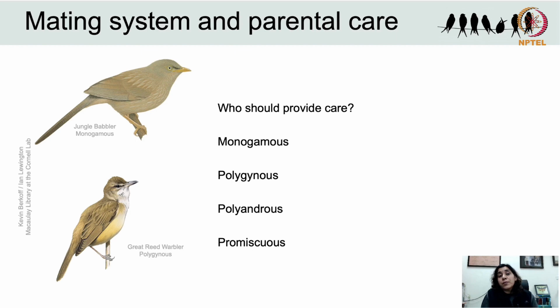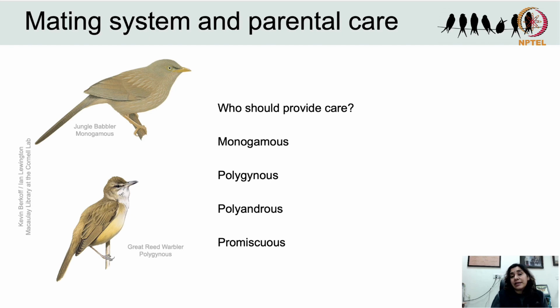There are many constraints that we have already discussed, which are applied by sexual selection, the ecology of the species, the environmental constraints, resources available, the physiology of the species, all of which together determine not just the mating system, but also the parental care system in birds.